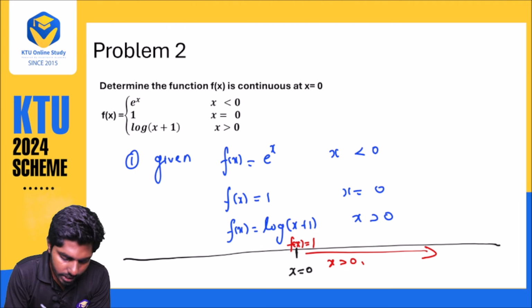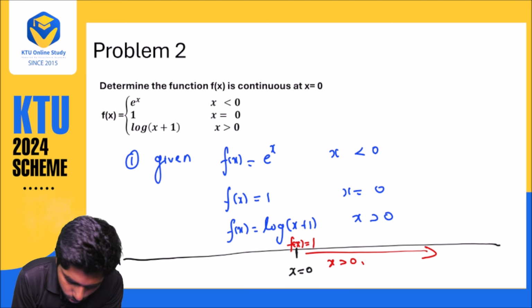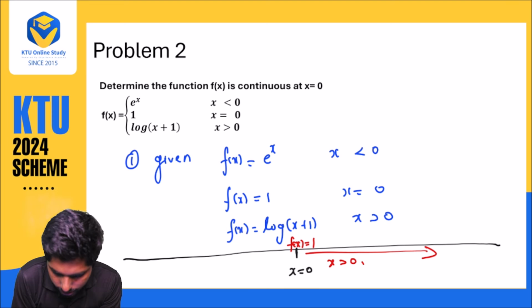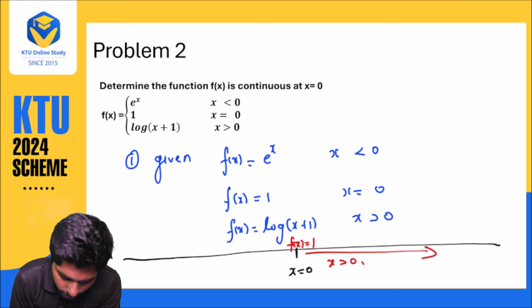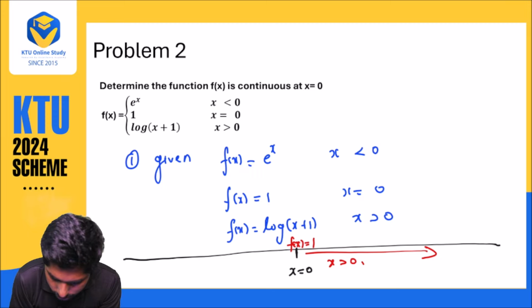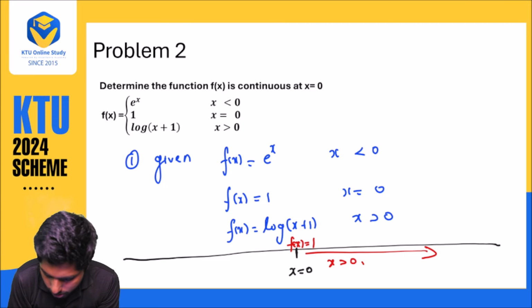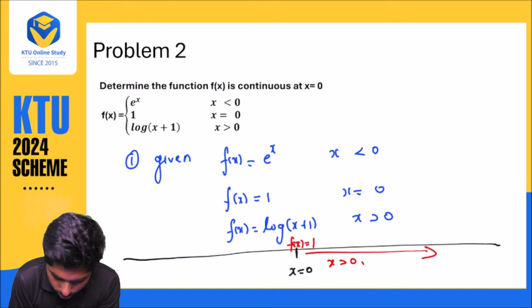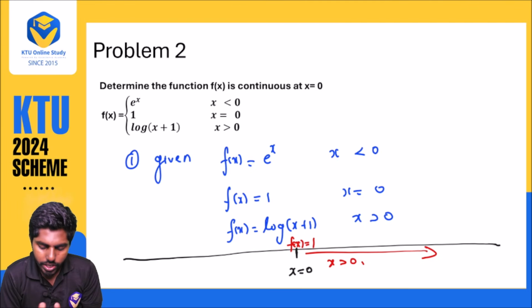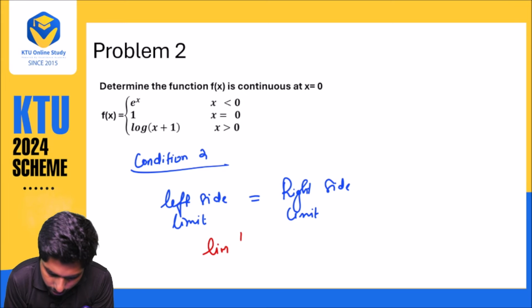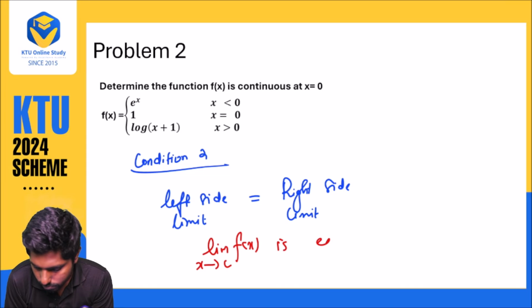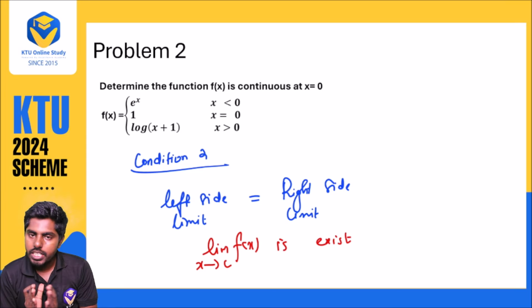Now, what is the second condition? Condition number 2. That is, we want to say that the left side limit is equal to the right side limit. There is also a limit. So when both are equal, we can say that the limit of f of x as x approaches c exists. Okay, this condition we want to prove.